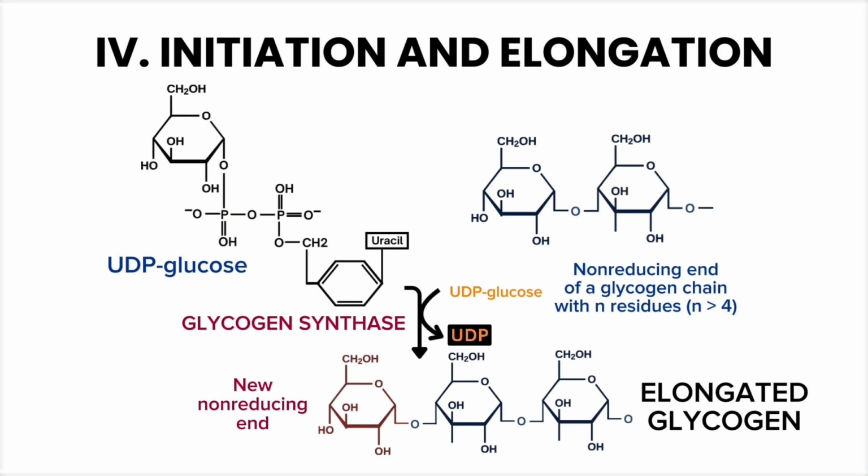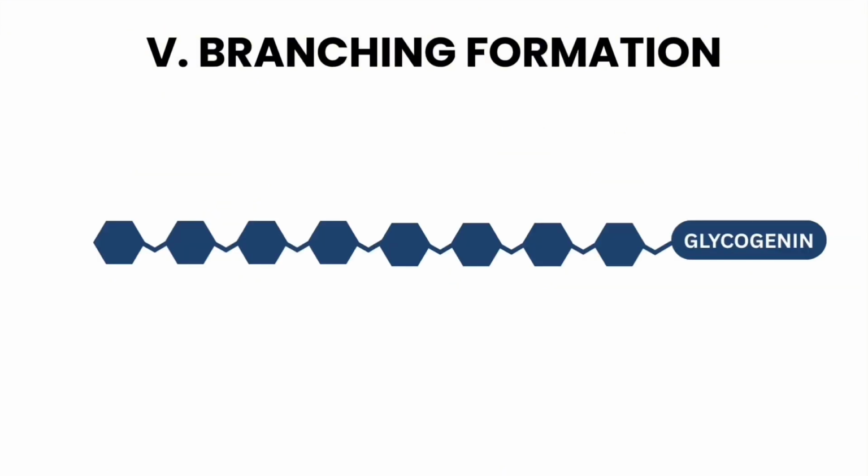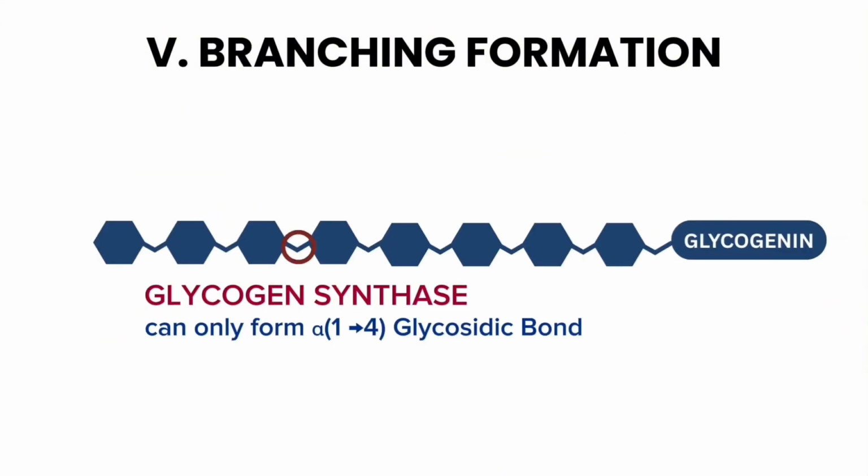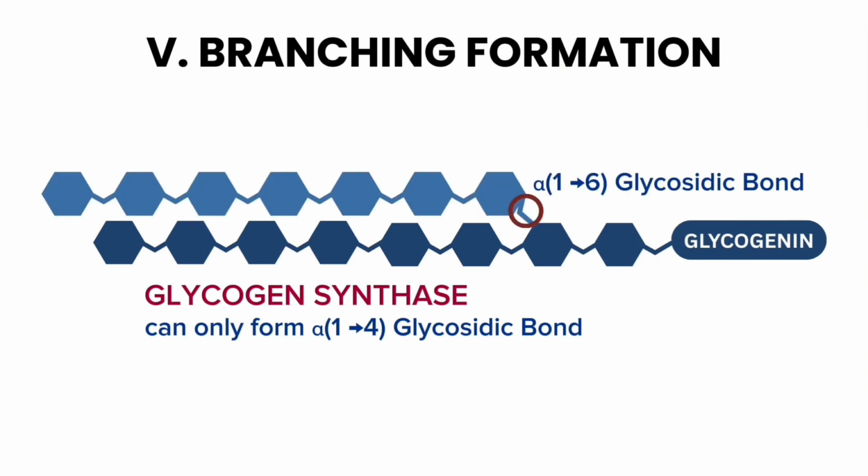Once this chain is established, the glycogen synthase can now take over and continue elongating the glycogen molecule by sequentially adding more glucose residues from UDP glucose, forming additional alpha-1,4 linkages, and increasing the chain length by 1 glucose unit at a time. However, glycogen synthase cannot form alpha-1,6 glycosidic bonds, which are necessary to create the branch structure of glycogen.